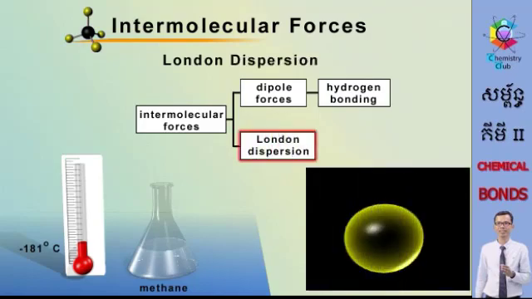London noted that at a given moment in time, a majority of a molecule's electrons can be on one side of the molecule. This creates a partial charge on the molecule for a very brief period of time. This brief partial charge is called an instantaneous dipole.